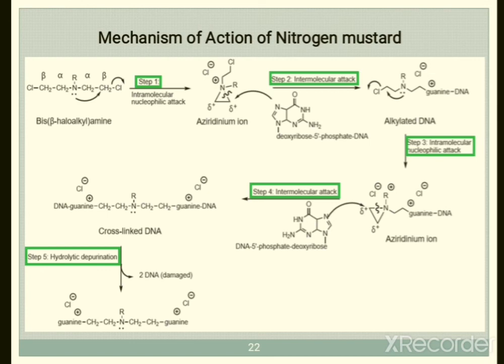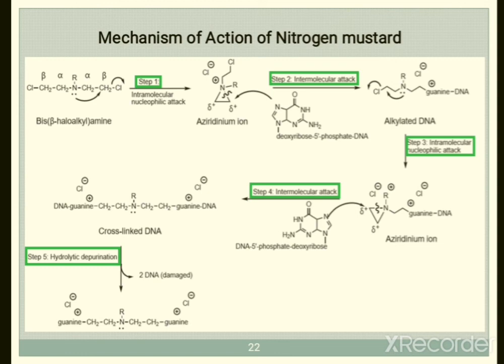In the first step, intramolecular nucleophilic attack will occur. The lone pair, as you can see given here, from this nitrogen will attack the beta carbon, and there is removal of chlorine. This is the intramolecular nucleophilic attack. It gives the aziridinium ion. You can see the aziridinium ion structure. So by this intramolecular nucleophilic attack, the aziridinium ion will be formed.